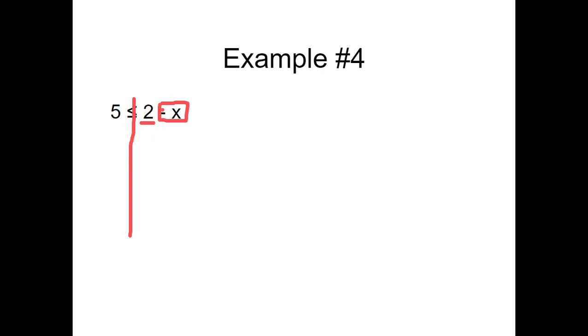What is the opposite operation of a positive 2? It would be minus 2. So I'm going to subtract 2 from both sides. This over here is going to cancel out. And then over here, I have 5 minus 2. Well, from kindergarten, I remember that that is 3. Maybe y'all learned that in first grade.